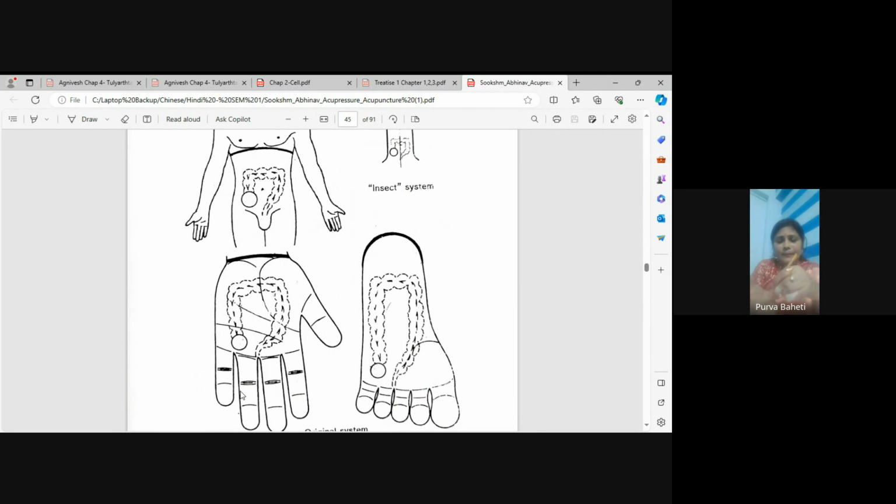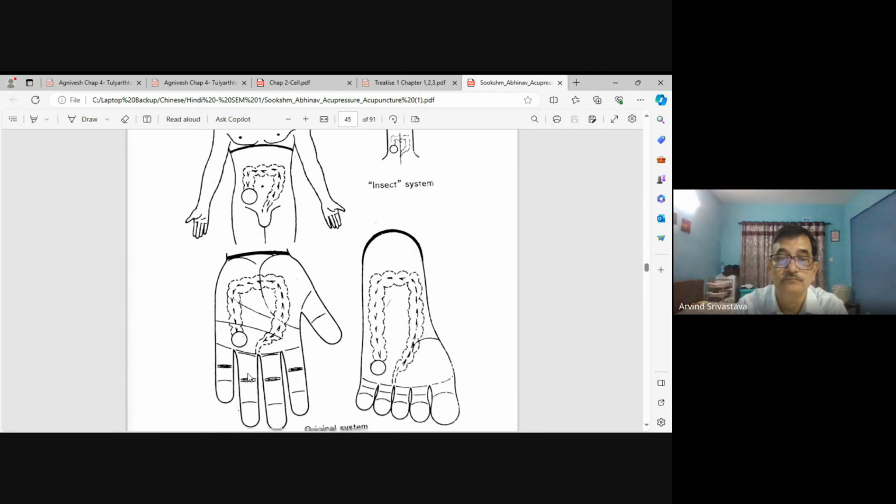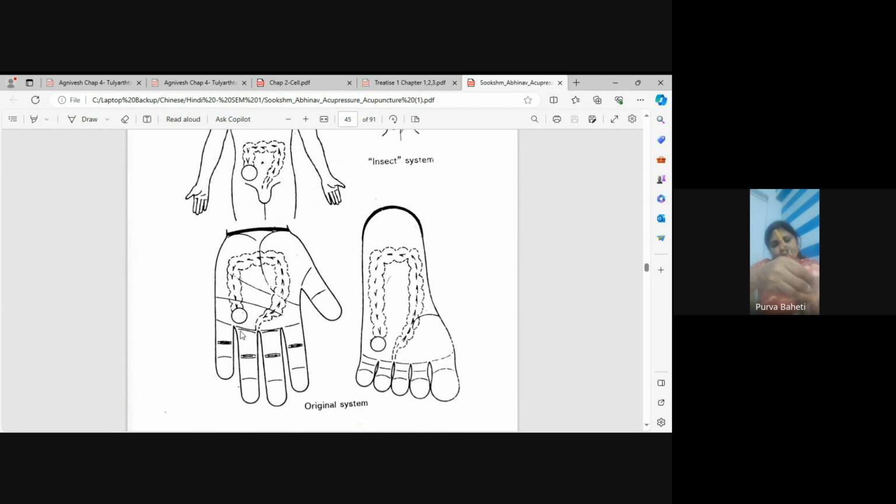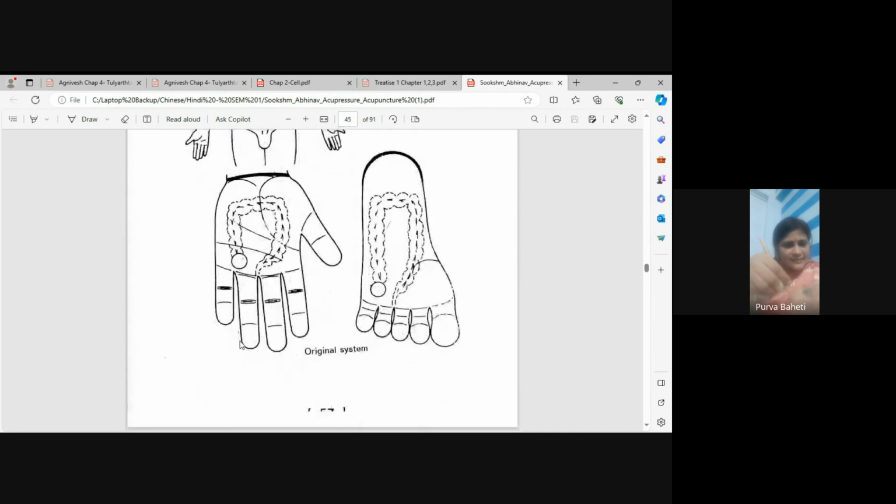So in the right side, the appendix is somewhere here. And in the left hand, the appendix is somewhere here. If it's the left hand, the appendix is here. If it's the right hand, the appendix is here. Right side of the right hand, right side of the left hand. That's it.